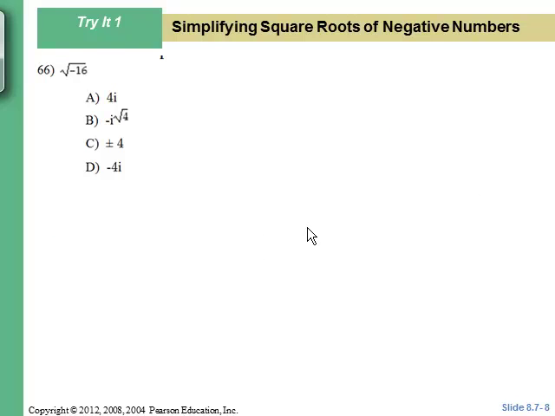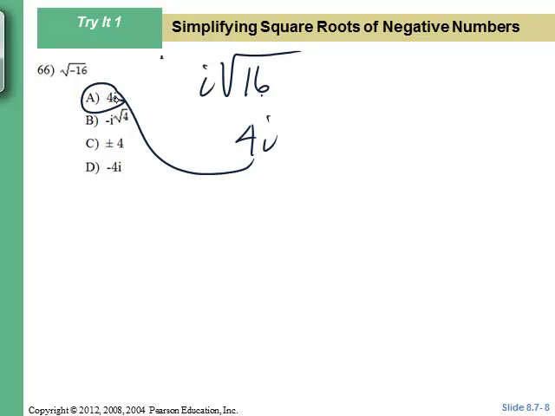Okay, what's the correct answer here? Remember that the i takes care of the negative sign on the inside, but the square root of 16 is 4, so the answer is 4i.